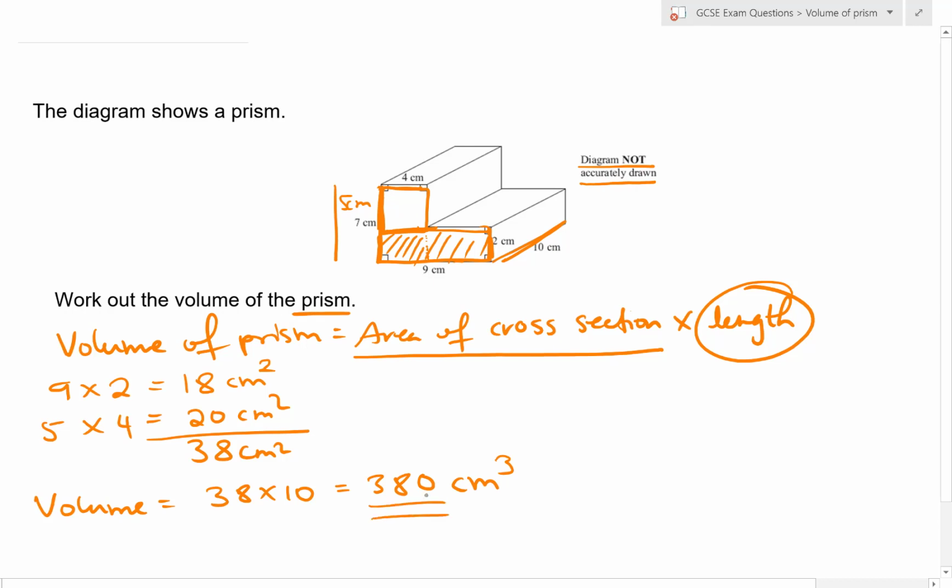And that's our answer. We found the volume of the prism. And this question is worth 4 marks. How did we know that we need to use the volume of a prism? In the question, it tells you clearly to work out the volume of the prism. And this formula is not given in the question, so you will have to actually remember this formula.